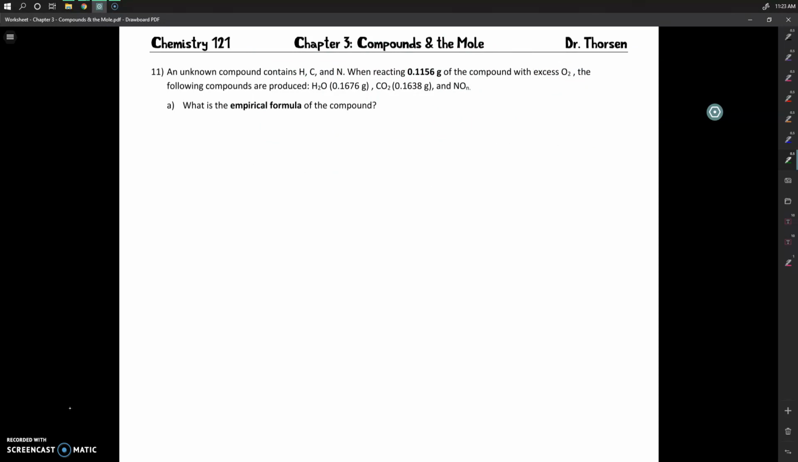And we want to go back to this concept of the fact that this water and this CO2 are being formed from our original compound. So that means that all of the hydrogen in the water and all of the carbon in the CO2 had to come from the original compound. So these masses that were shown here are going to allow us to figure out what mass of hydrogen was in the original compound and what mass of carbon was in the original compound. So that's where we're starting with this problem.